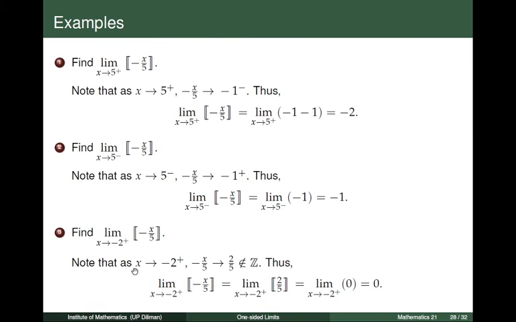Right? Now, as x tends to negative 2 from the right side, negative x over 5 tends to 2 over 5, which is not an integer. So when we consider the limit of the GIF of negative x over 5, as x tends to negative 2 from the right side, what we will have is the limit of the GIF of 2 over 5 as x tends to negative 2 from the positive side. Now, what is the GIF of 2 over 5? 2 over 5 is a number between 0 and 1, so the GIF is 0. And so the limit is equal to 0.